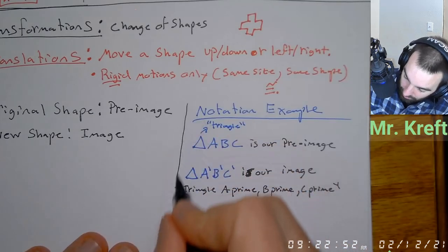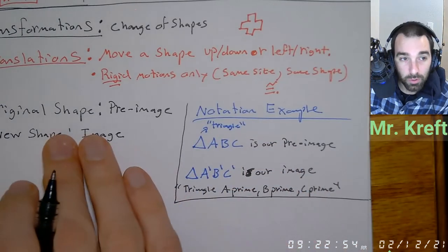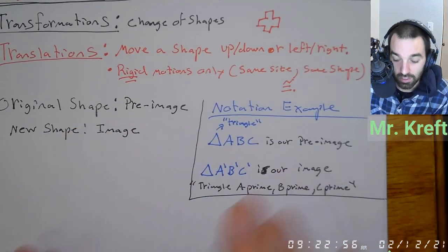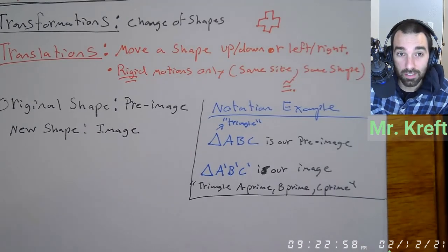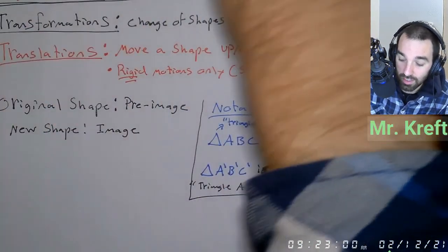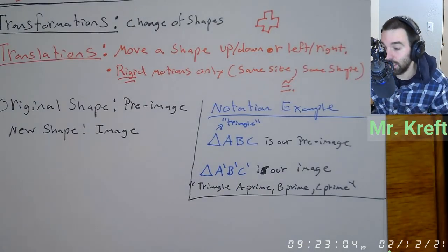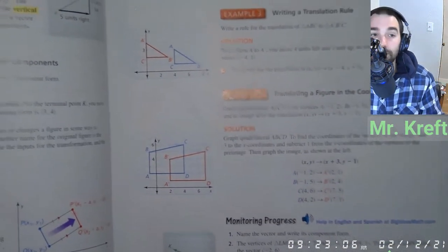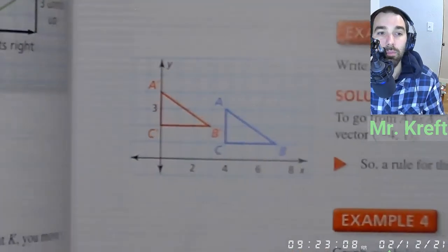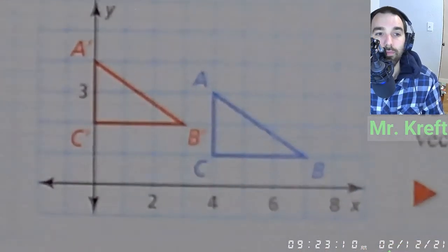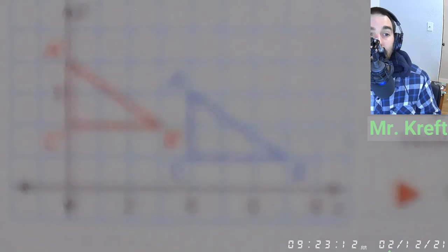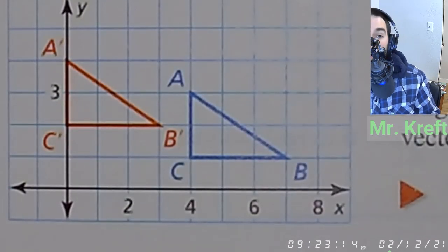Okay? So now that we have this vocab and we have this notation, I'm going to show you guys an image. And you don't need to copy this image down. We don't have graph paper. I just want to look at it and talk about it with you guys. Okay, and this is from the book. That looks really blurry. There we go.